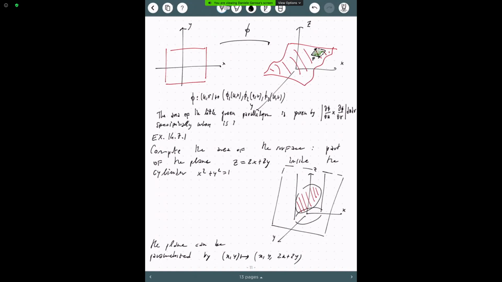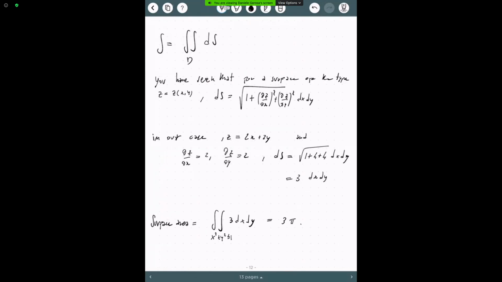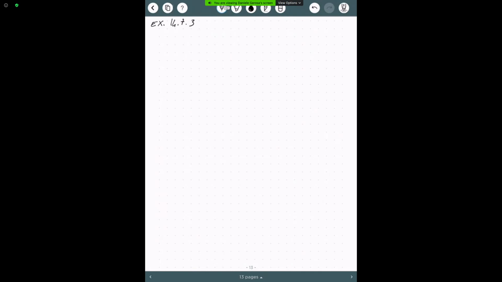And specifically, when phi is of the type (u, v, phi one of (u,v)), then the modulus is equal to this square root that we have seen, 1 plus this squared plus this squared. So what we are doing is a special case of a more general one, but this is something that you should have seen with Marcus, and you will see later on. So if you don't understand this now, it's not a big deal. Essentially, what is requested from you now is just that you should be able to compute this type of integrals. So back to our exercise number three. We want to compute the area of the surface of the hemisphere.